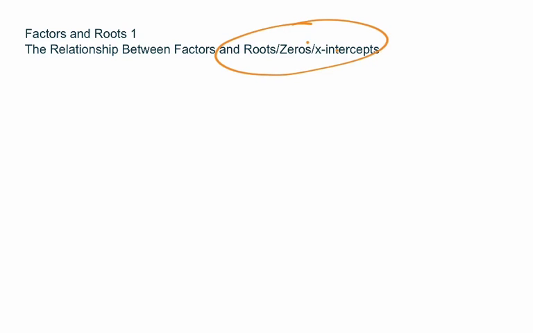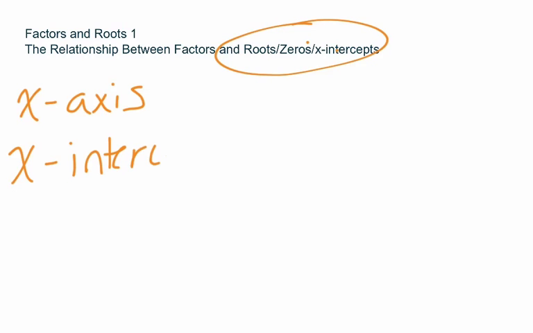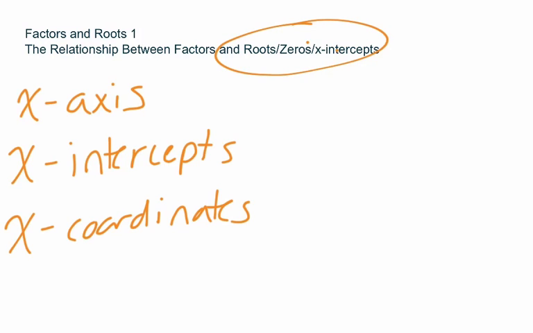Now, before I do this, I've noticed some mistakes on classwork and tests that I want to clear up. This is not a universal error, but it's common enough that it merits being addressed in a whole class session. So I want to really clear up the following things. What is the x-axis? What are x-intercepts, and what are x-coordinates?